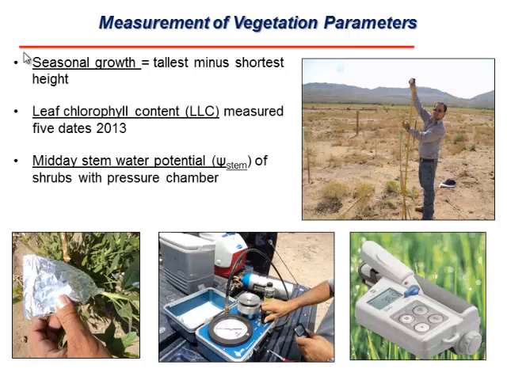And on the shrubs, we used a pressure chamber after the methodology by Turner, 1988. But we only could do this for the shrubs, because the grasses had very small leaves and require a completely different methodology.